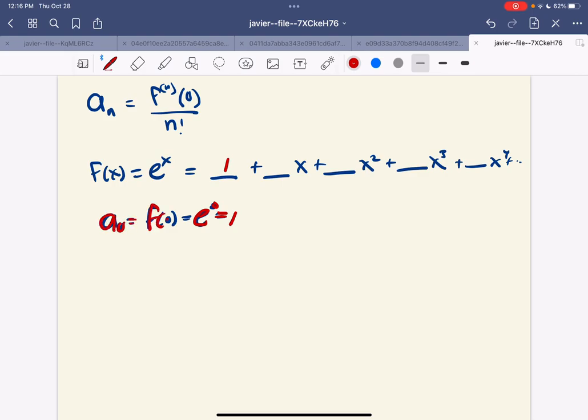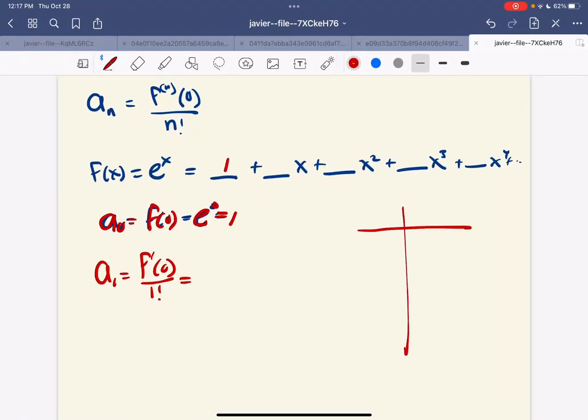Let's go red with all the coefficients. That was fun, right? How about a1? a1 is equal to f prime of 0 divided by 1 factorial. Well, what is f prime? I'm going to make a little chart here with all my primes.